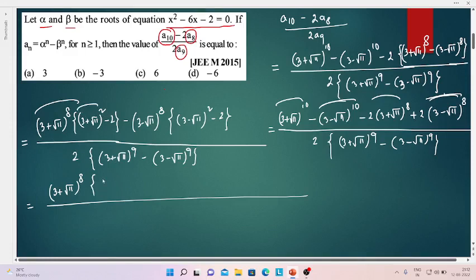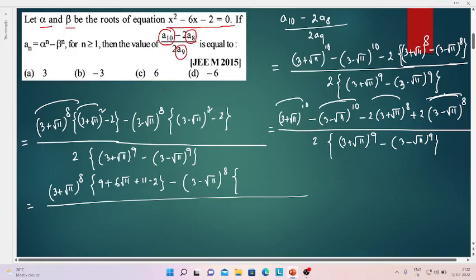So it will be 3 squared, which is 9, plus 2 times 3 times root 11, which is 6 root 11, plus root 11 squared, that will be only 11, and minus 2 is there, so you have to write down minus 2 here, right? Now the negative term: (3 minus root 11) to the power 8 times (a minus b) whole squared.